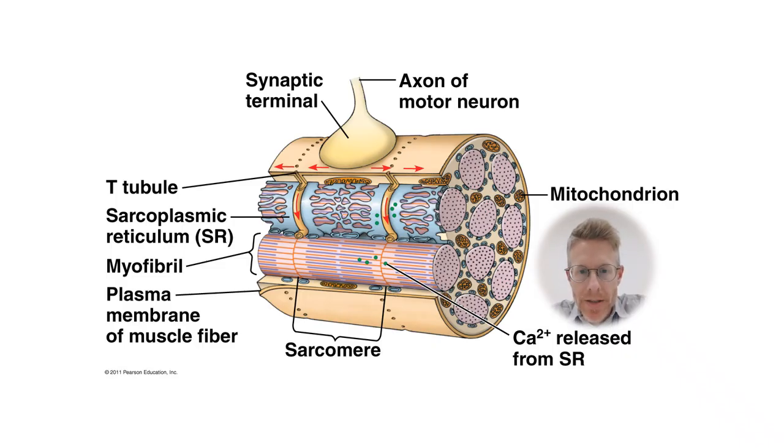You can also see there's a neuromuscular junction there, so you see the axon of a motor neuron. Motor neurons are the neurons that carry action potentials away from our central nervous system to our muscles to initiate some kind of response. And you can see there the synapse between the motor neuron and the muscle cell.